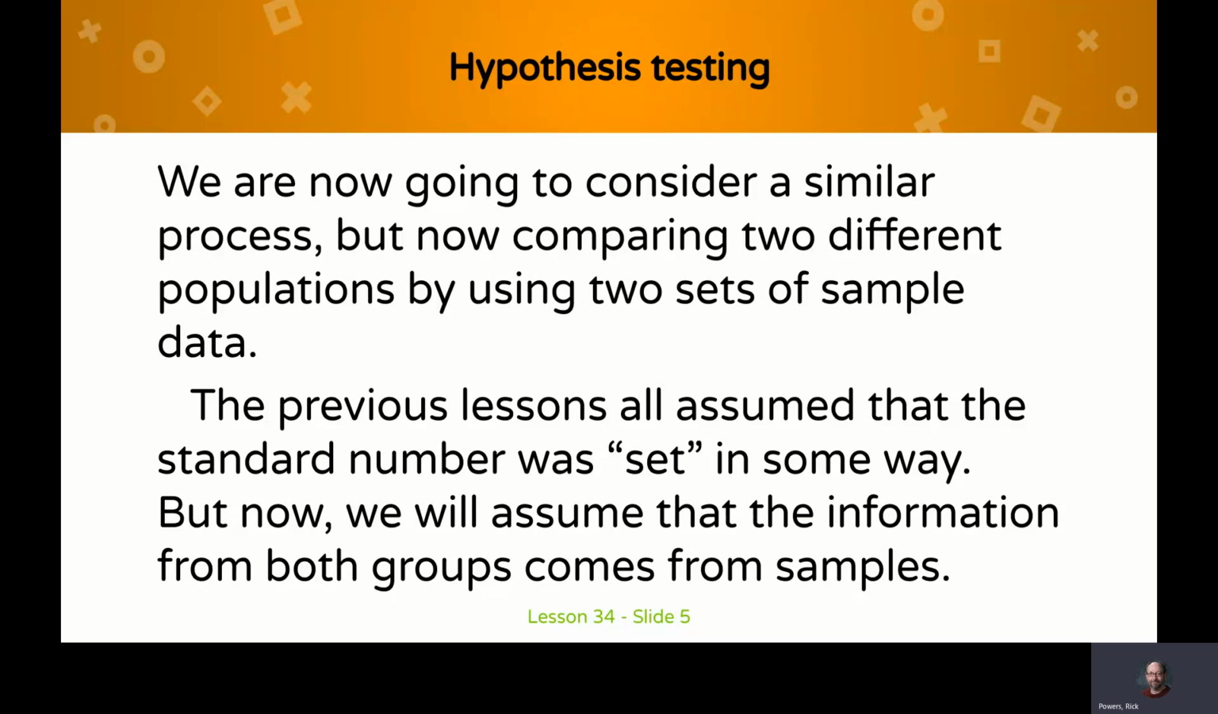We are now going to consider a similar process, but now comparing two different populations by using two sets of sample data. The previous lessons all assumed that the standard number was set in some way, but now we will assume that the information from both groups comes from samples.